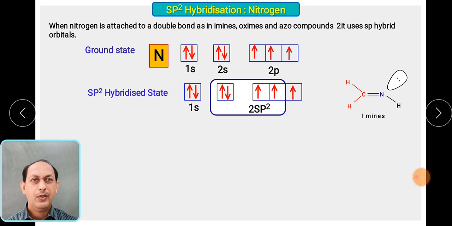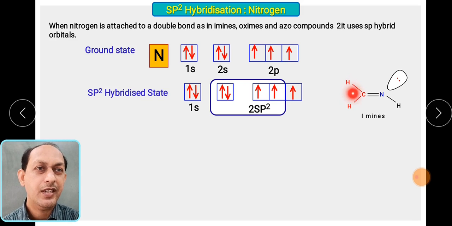Okay, so as we know nitrogen has the electronic configuration 1s2 2s2 2p3, so as it is sp2, only one s and 2 p orbitals will overlap, while one of the pz orbitals will remain unhybridized as it is, so it will be utilized for the formation of a pi bond.